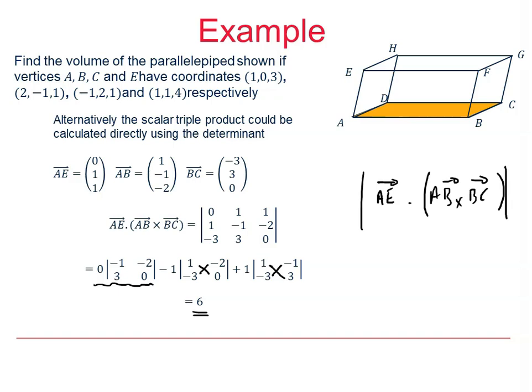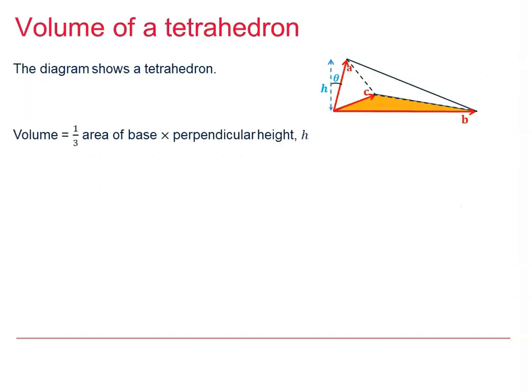I now want to turn attention from this to a tetrahedron. This diagram shows a tetrahedron, and you can see the similarities between this and the parallelepiped. Of course, this time the volume is going to be 1/3 the area of the base multiplied by the perpendicular height, and the area of the base is a triangle, so therefore it's going to be 1/2 of B cross C this time. So we get 1/3 multiplied by 1/2, B cross C being the area of the base.